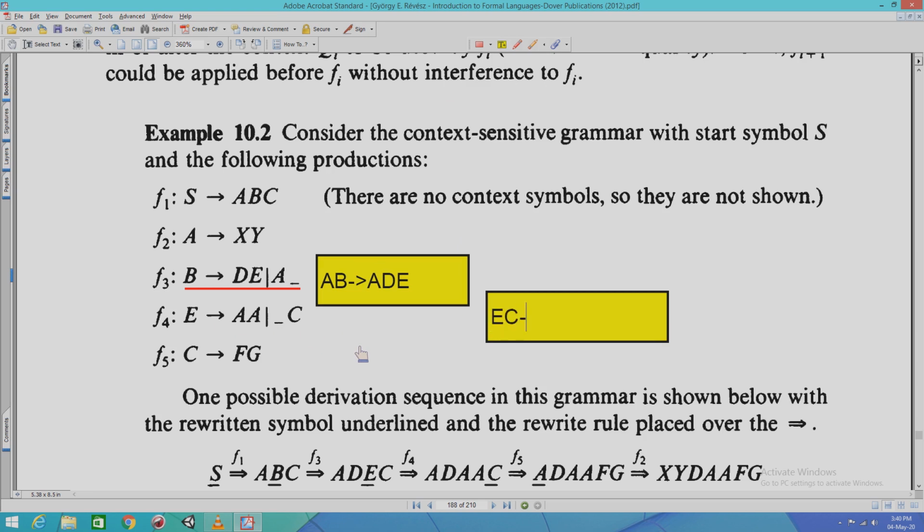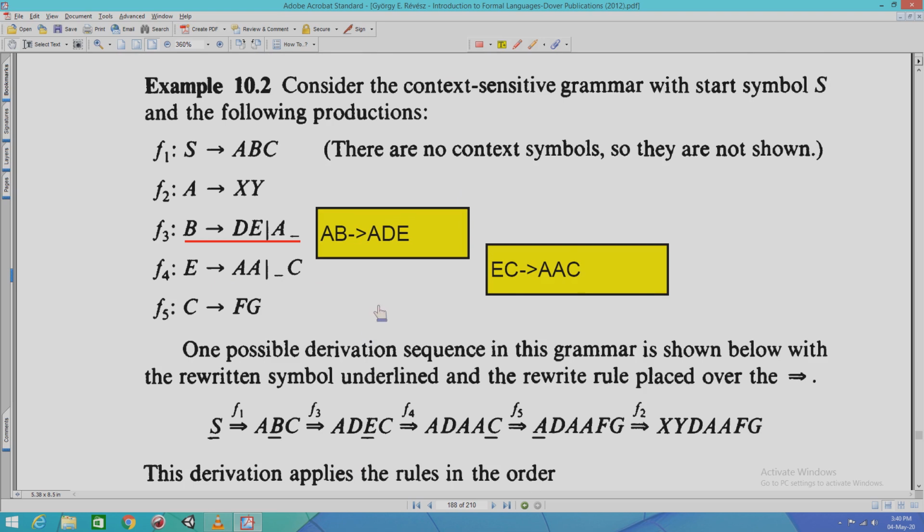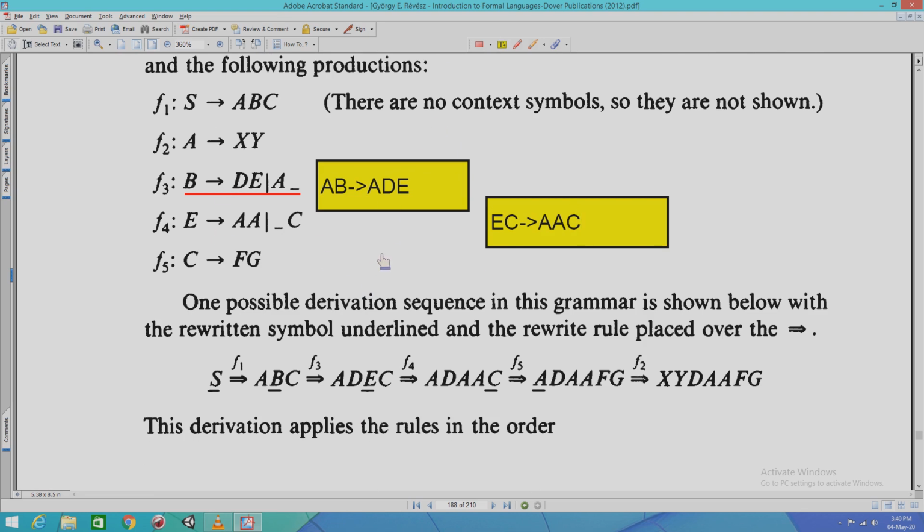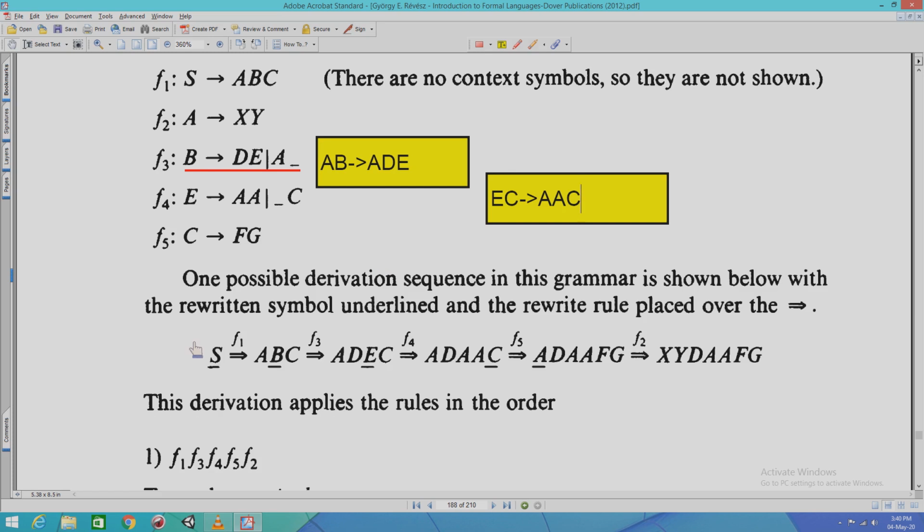Similarly, this production can also be written like this. So this is F4. F4 has no left context. It is obvious from here. Nothing is written to the left of this symbol, and the right context is C. So this production will be EC changes to AAC. Right? Hope you understand it.